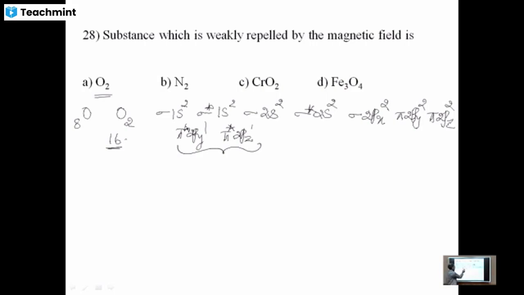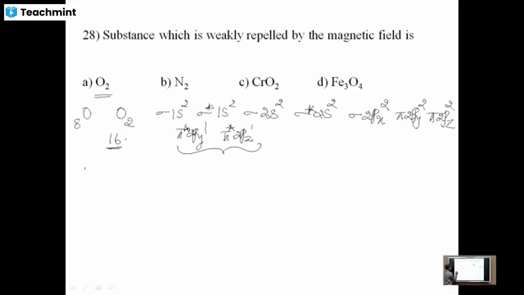When there are unpaired electrons, they themselves act as a magnet. In the presence of an external magnetic field, these unpaired electrons are attracted towards the external magnetic field. Therefore, oxygen acts as a paramagnetic substance.